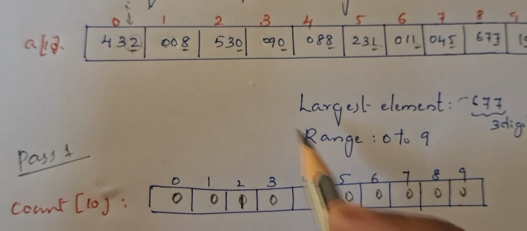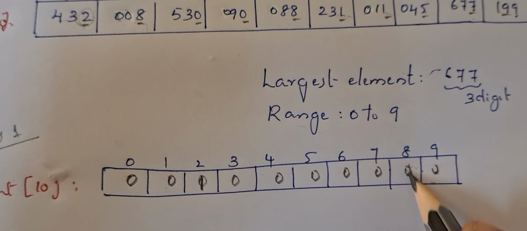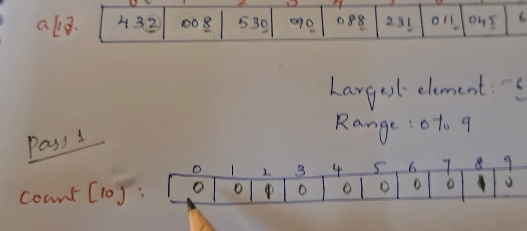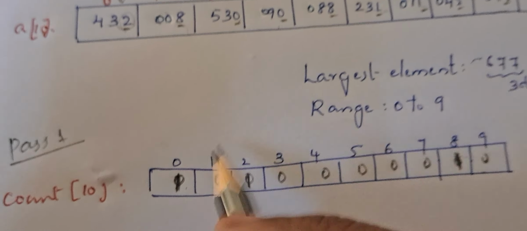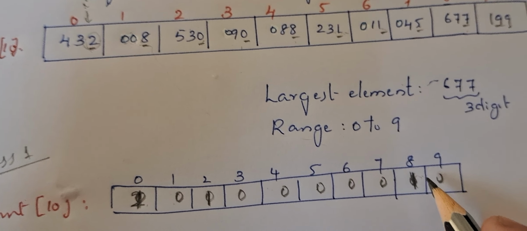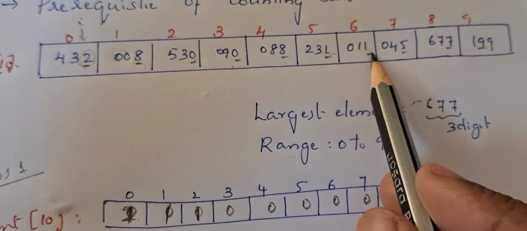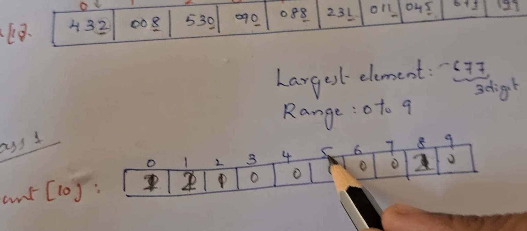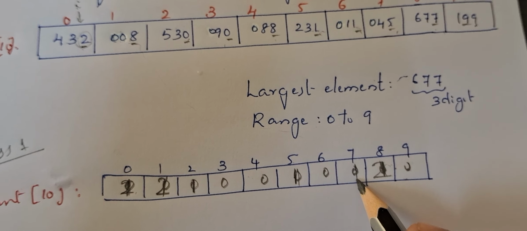We are updating the count array. Next, I is equal to 2, which is 8 here. Go to index 8 of the count array, increment the value by 1. Then again 0 is here, so go to index 0 of the count array and update the value. Then next is again 0, so increment the value by 1. Then 8, increment by 1. Then 1 is here, increment by 1. Then again 1, increment by 1. Then 5 is here, go to index 5 of the count array and increment by 1. Then 7 is here, go to index 7 and increment by 1.